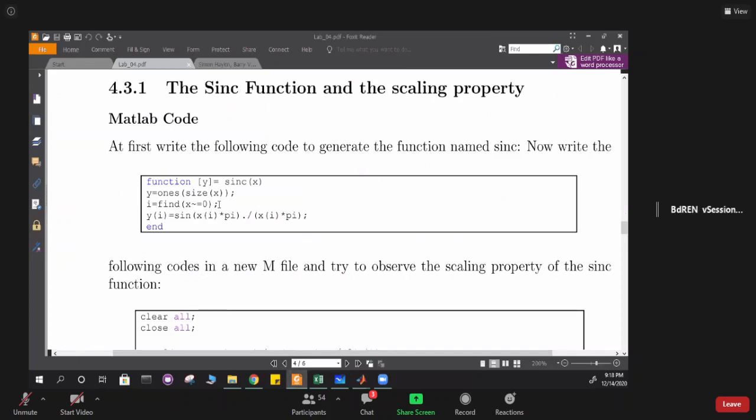So I will be considering then this is the case. Basically, we are declaring at the beginning all the elements to be 1, and then we're finding out the index for which x is not equal to 0, and only for those values of x we are calculating the value of y using this equation. That's how we have declared this one.